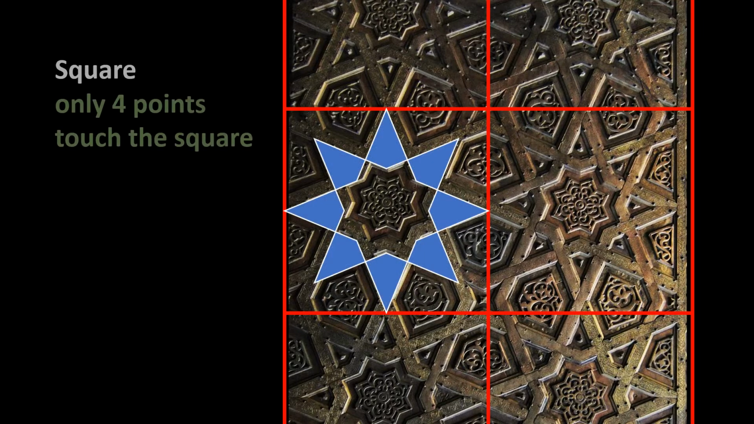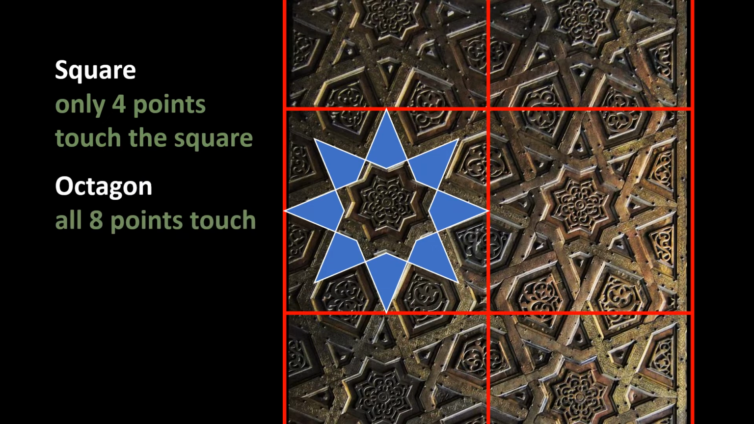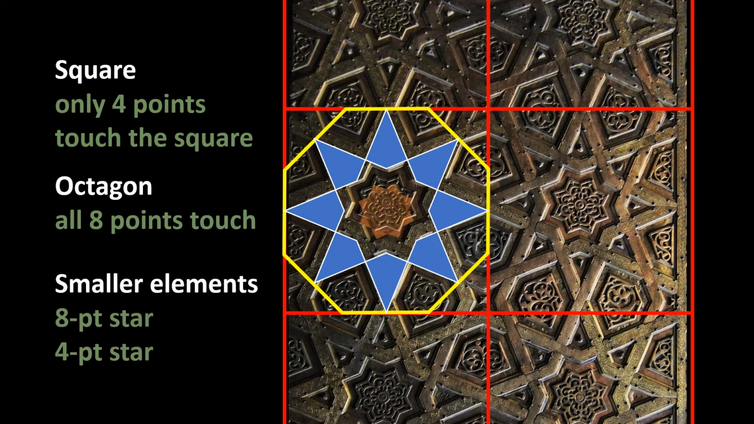Look closely and you will see only 4 points of the 8-pointed star touching our square. So there is a possibility of another polygon within. Yes, an octagon does fit in there, and all the 8 points of the star are touching its 8 sides. We also see a smaller 8-pointed star nested within the larger star.